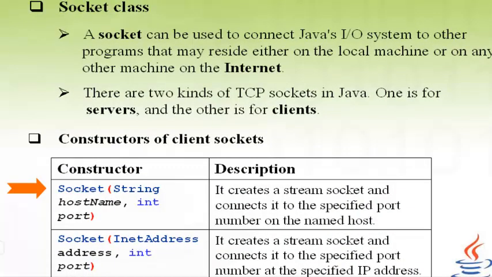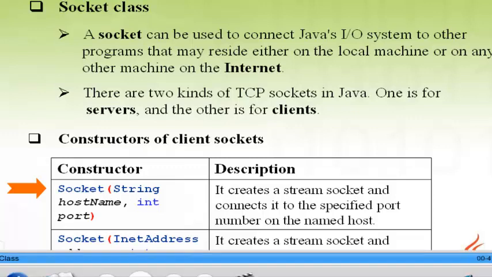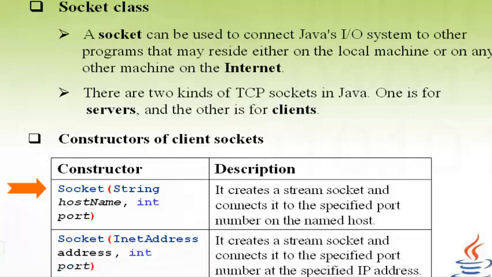The next thing we have is the Socket class. A socket can be used to connect Java's I/O system to other programs that may reside on the local machine or any other machine on the internet. Now there are two kinds of TCP sockets in Java: one is a server socket and one is a client socket. The constructors we have for Socket take a string host name and a port, so that it creates a stream socket and connects it to the specified port on the named host.